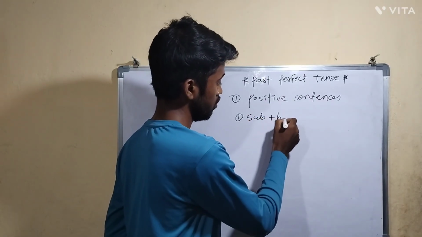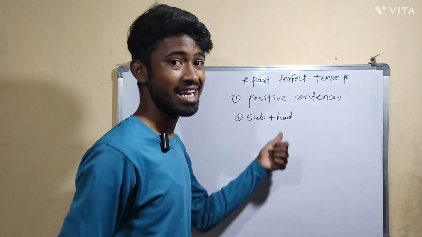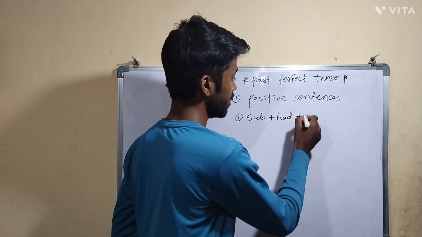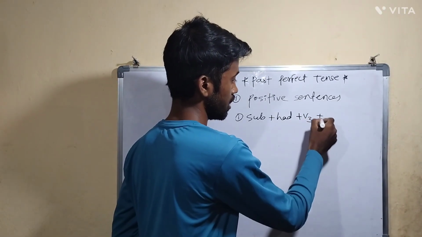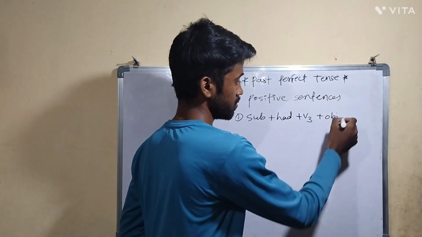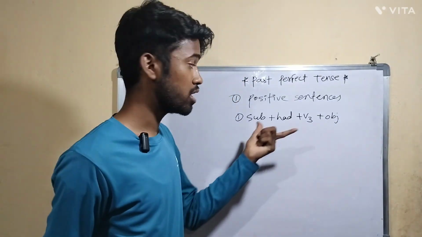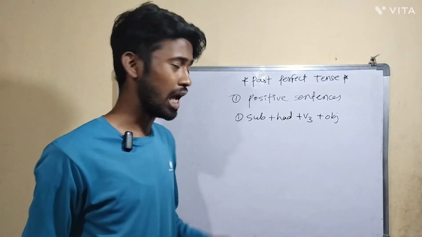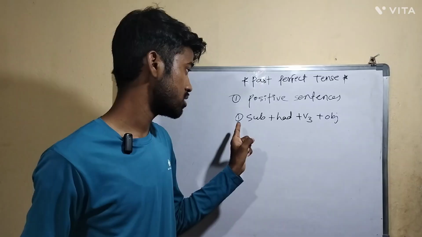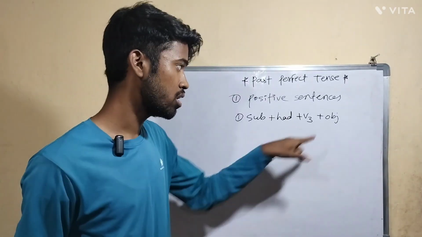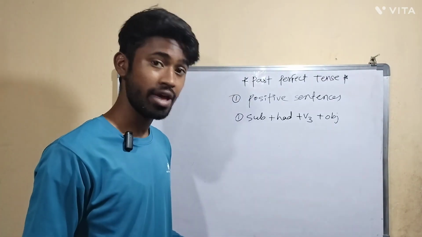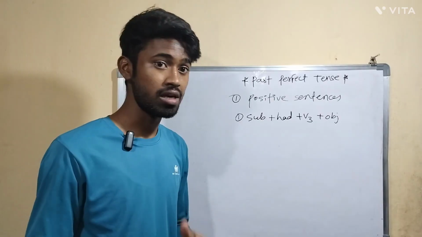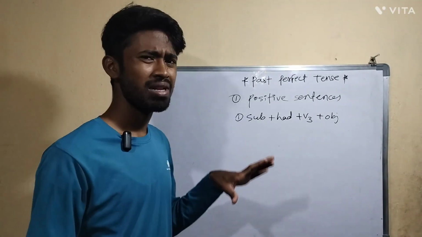After that, had is the only helping verb. After that comes the third form of verb, and after that the object. With that you can use the simple past tense, or if the sentence starts with a condition, we can use "would have." We will discuss that later. Here we will see simple examples.